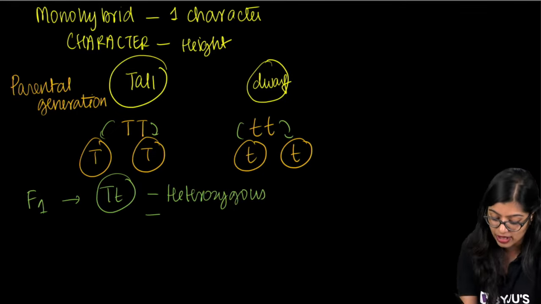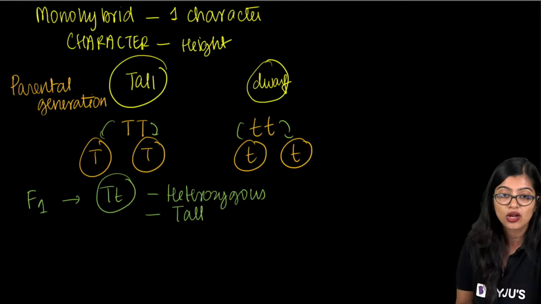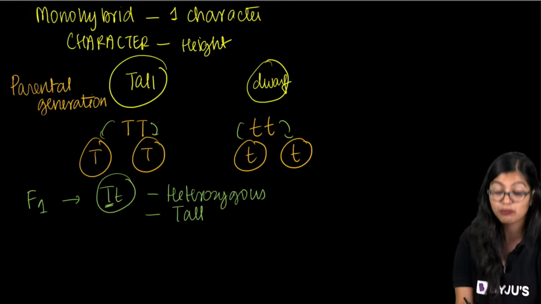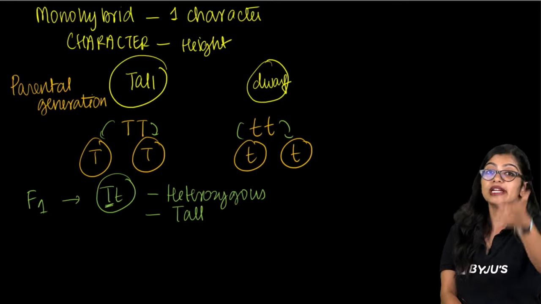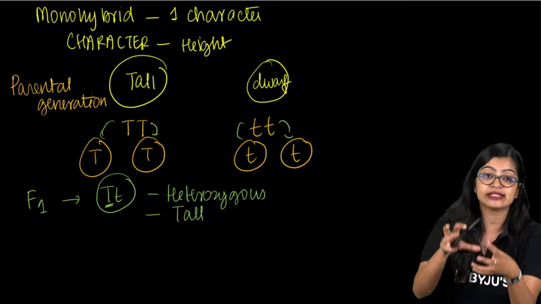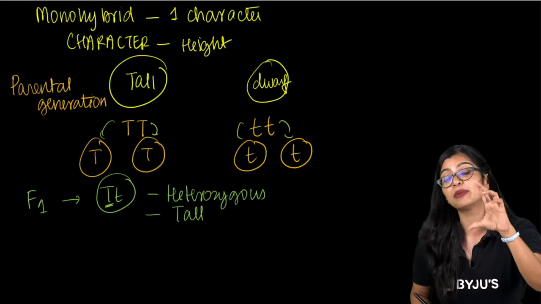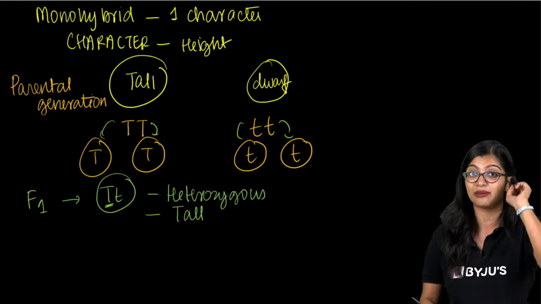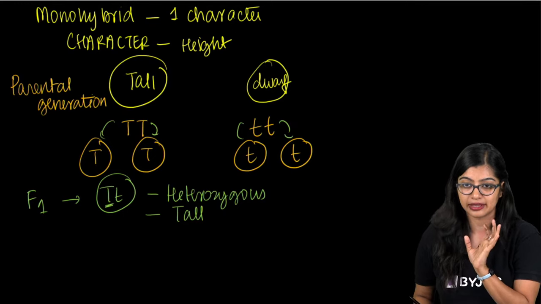And as a result, what do we observe? All of them are tall. And this suggests that tallness is a dominant trait over dwarfness. Or this is dominant and this is recessive. So that's how he came up with the concept of the law of dominance, that there is a dominant allele and there is a recessive allele.